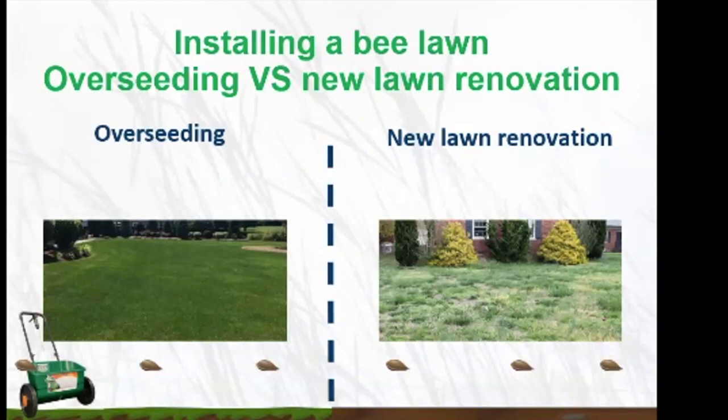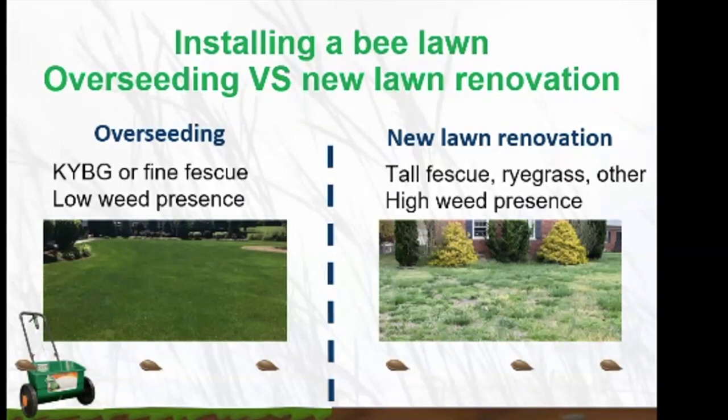You can establish these from both an overseeding or as a new lawn renovation. If you want to do this as an overseeding, there's a couple of things you need to think about. One, what kind of grass do I have in my yard? If you have Kentucky bluegrass or fine fescue, you're good to go. The other thing to think about is how much weed pressure is in this yard. Weed pressure is competition. The less competition, the better.